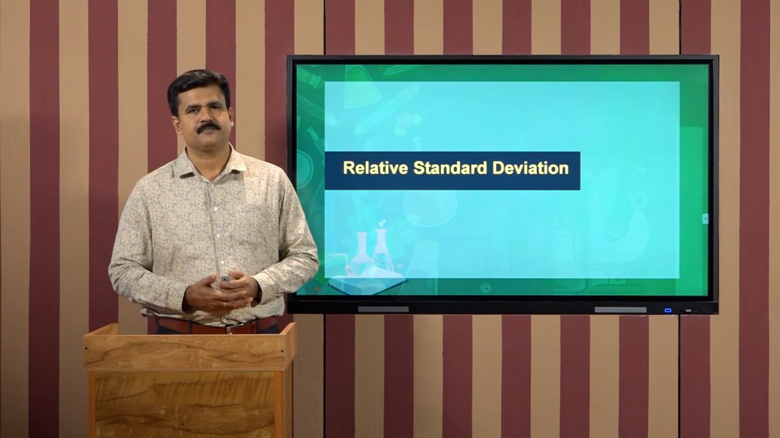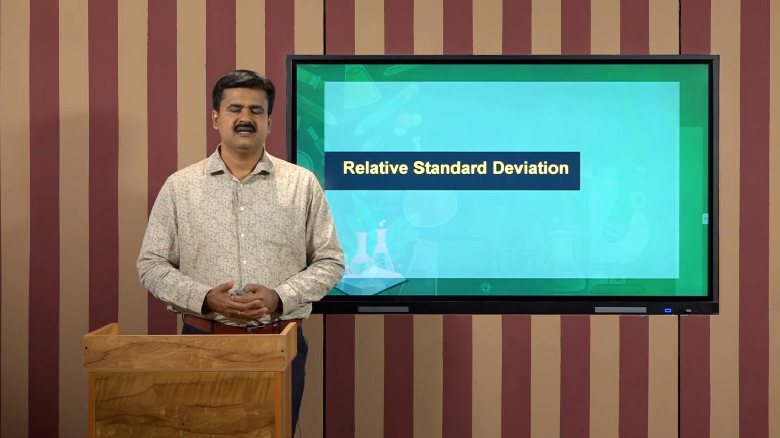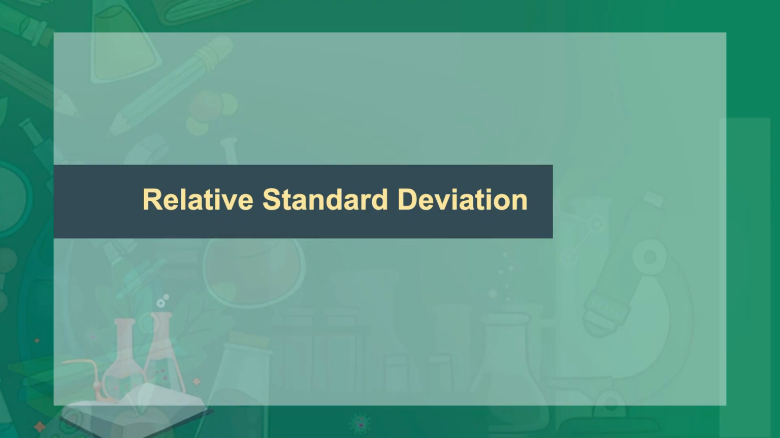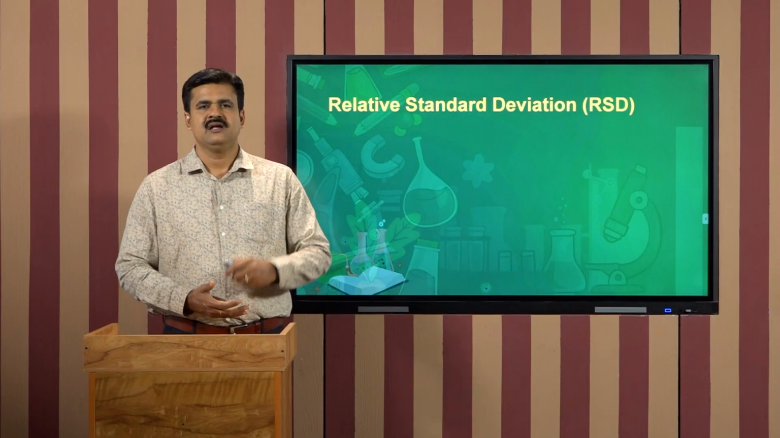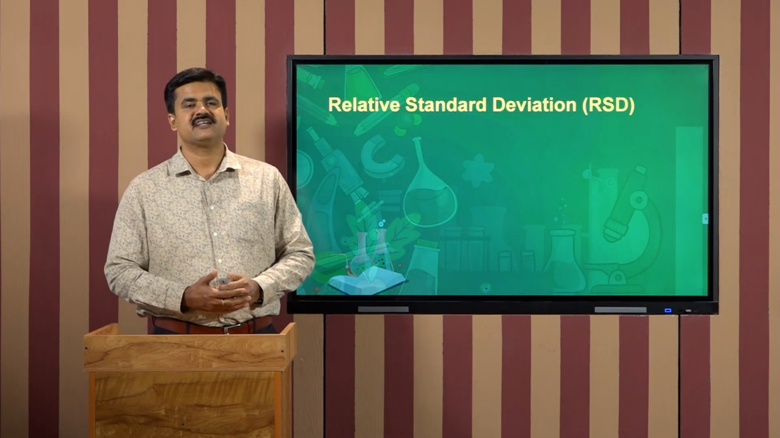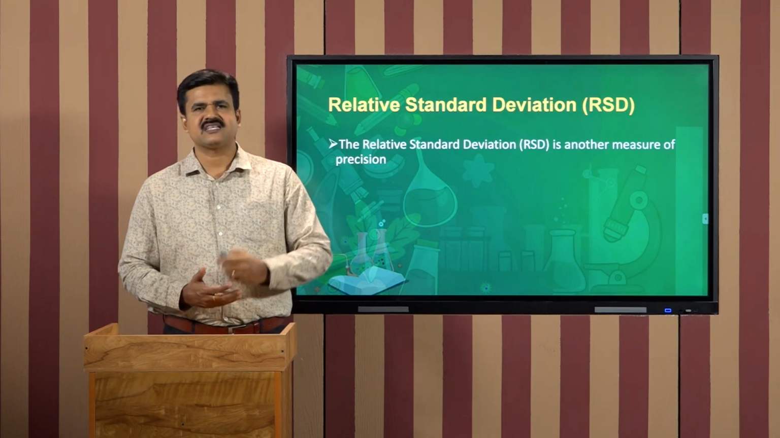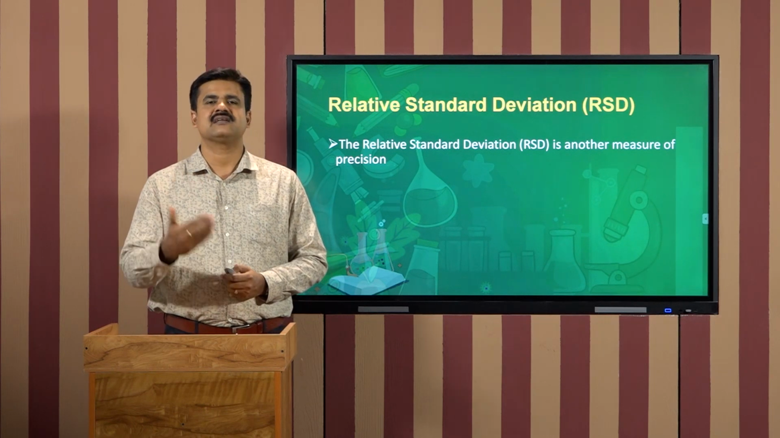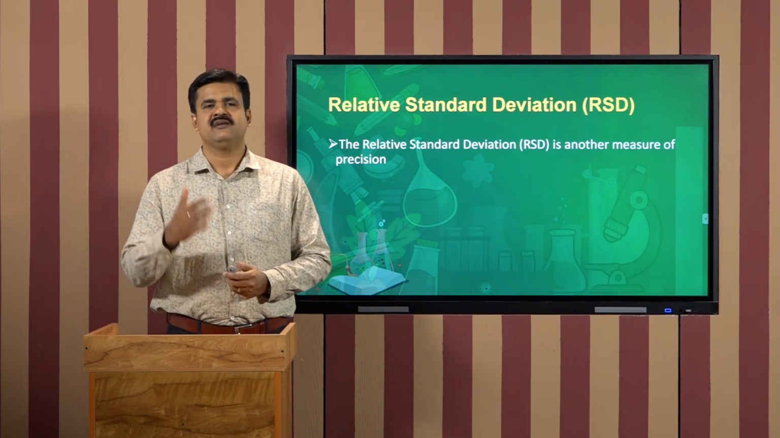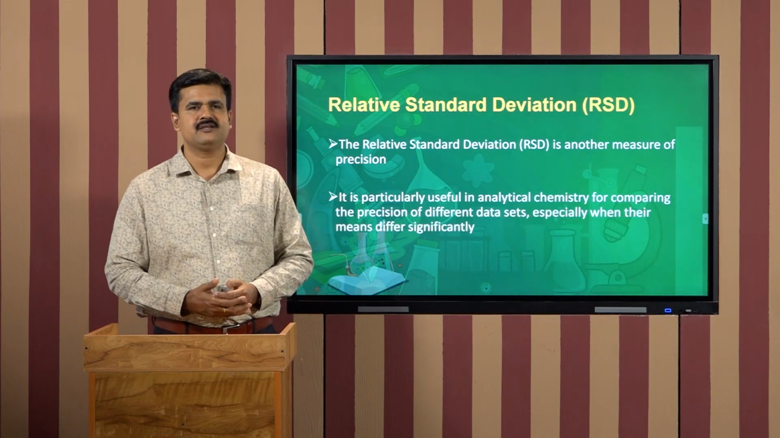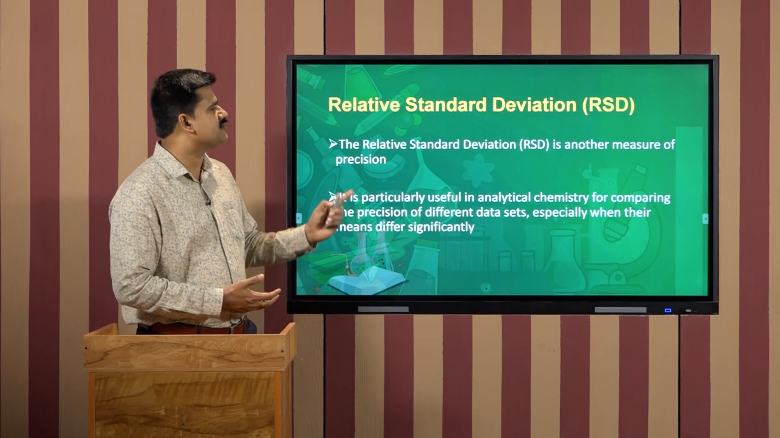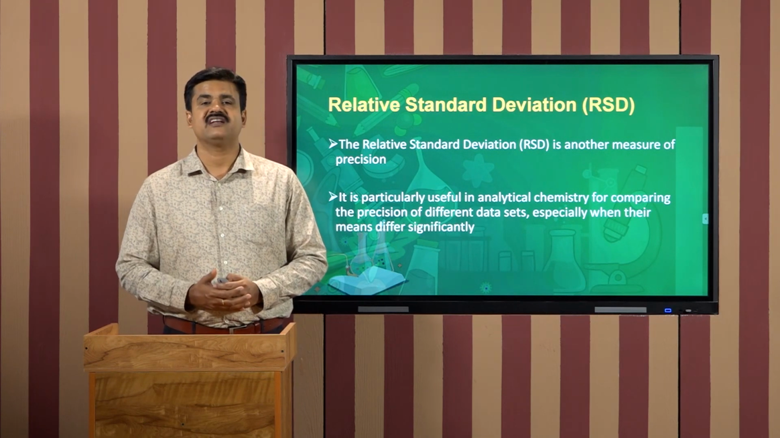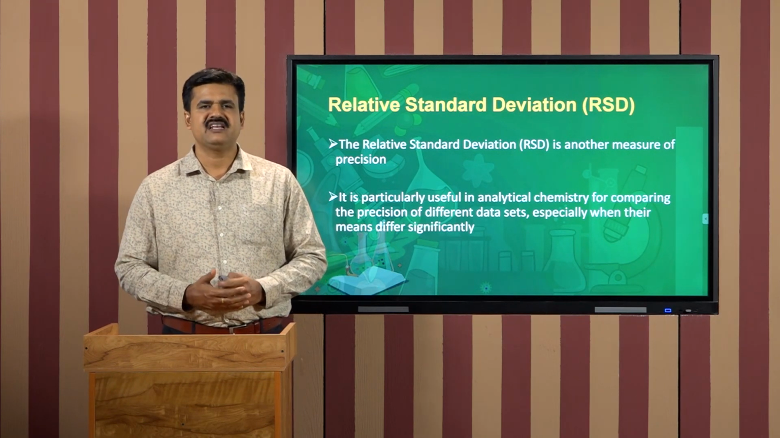Now, we are discussing the second statistical procedure of this module, that is nothing but relative standard deviation. Relative standard deviation is abbreviated as RSD. The relative standard deviation is another way of expressing the precision, that is, you can check repeatability of measurements with the help of relative standard deviation. It is particularly useful in analytical chemistry for comparing the precision of different data sets, especially when their means differ significantly.